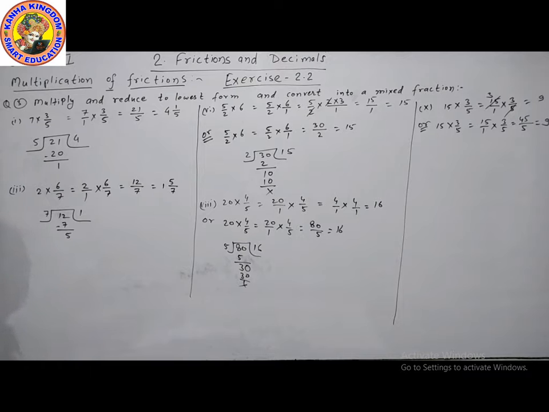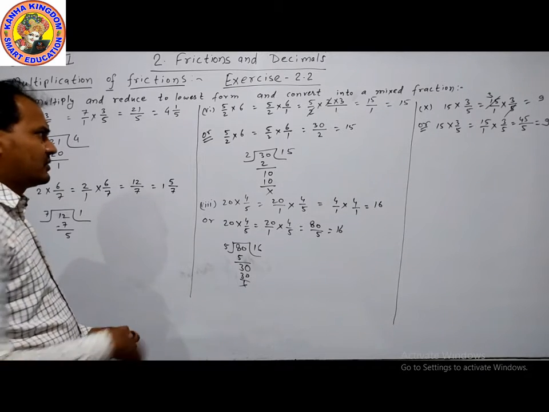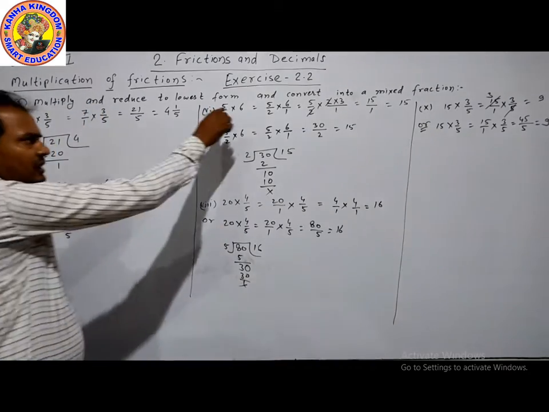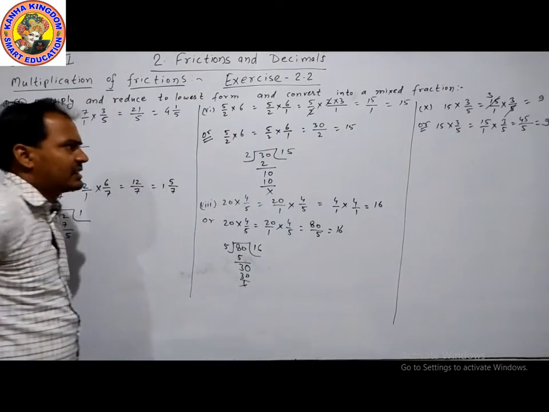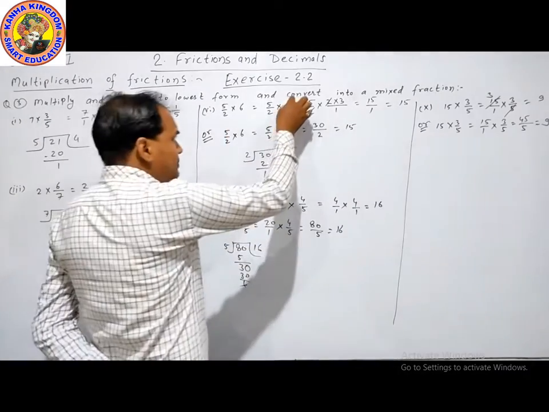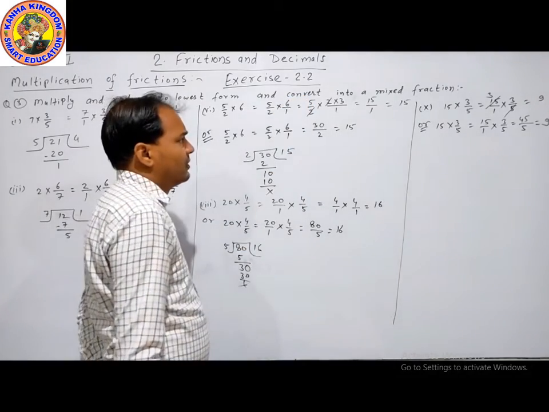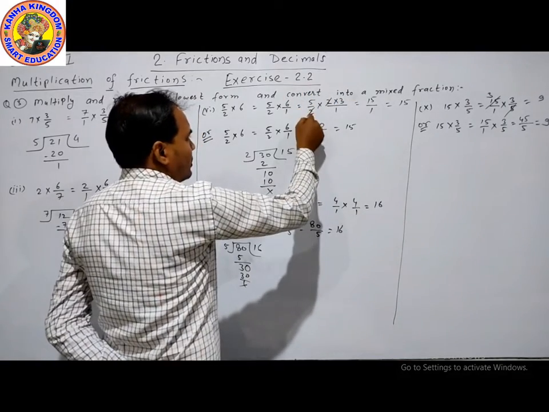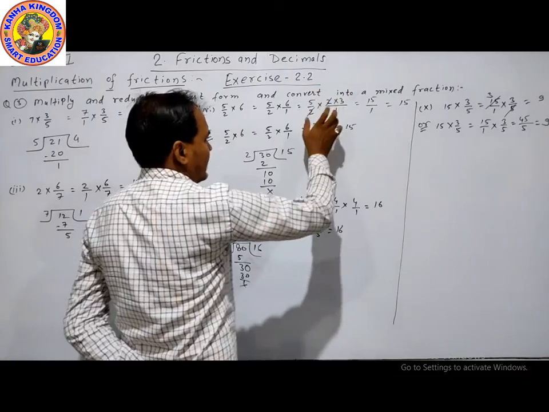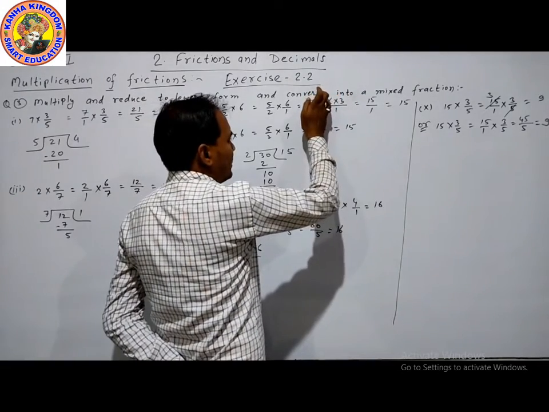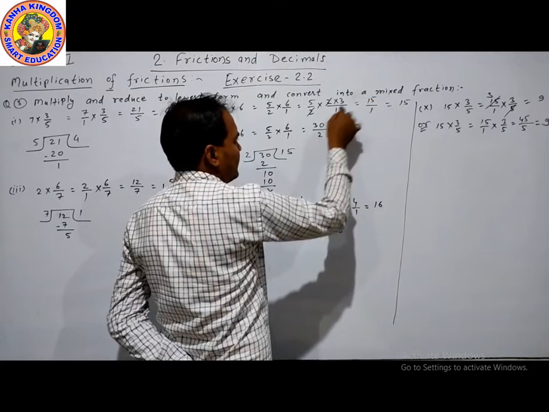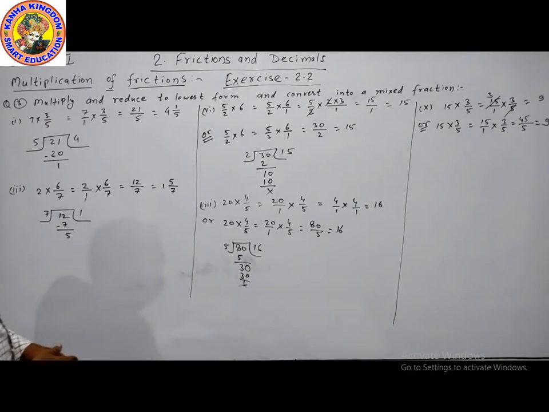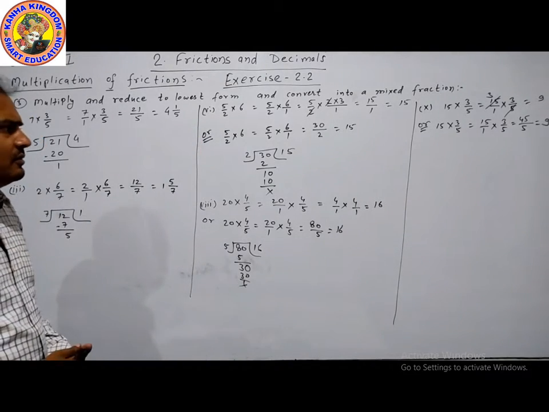Now taking another question, question number 6: 5 by 2 into 6. We will convert 6 into a fraction number. Now we can factorize this 6 as 2 into 3. We will cut 2 and 2. The numerator part, 5 into 3, 15, and 1. The answer is 15.